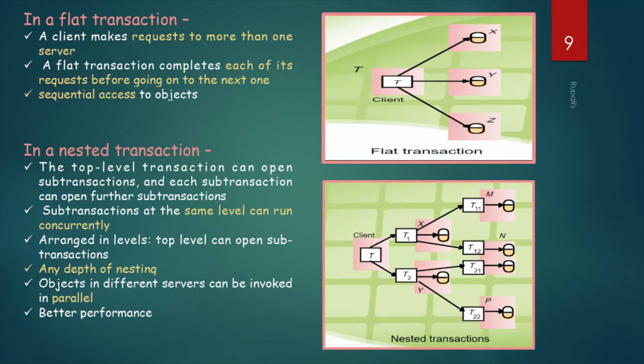They are arranged in levels, and the top level can open sub-transactions. Here any depth of nesting is possible. That is, each transaction can have sub-transactions, and each sub-transaction can again have sub-transactions in this way. Any depth of nesting is possible. Objects in different servers can be invoked in parallel. If they are at the same level, they can be invoked in parallel. Here, we can achieve better performance.